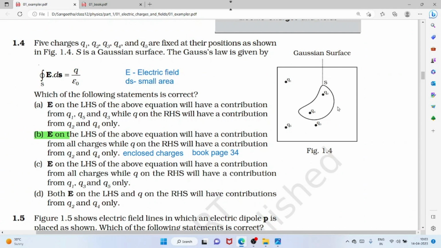Five charges are placed, fixed at their positions as shown, and there is a Gaussian surface also. In Gauss law, the Q enclosed is the charges enclosed within this Gaussian surface only. On the right side of this equation is Q enclosed, and the E here is due to all the charges. So the LHS of the above equation will have a contribution from the electric field of all the charges, while the right hand side will have the contribution from the enclosed charges, that is Q1 and Q2 only. These enclosed charges only.